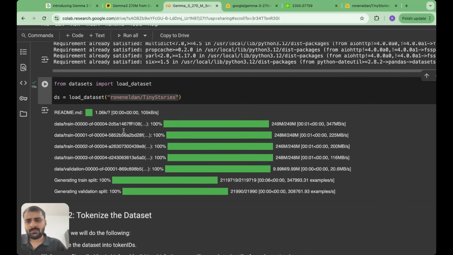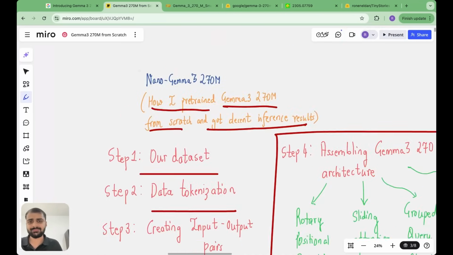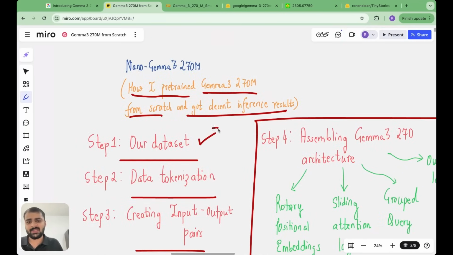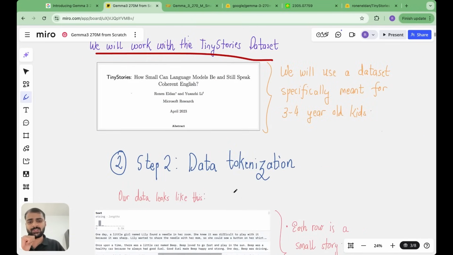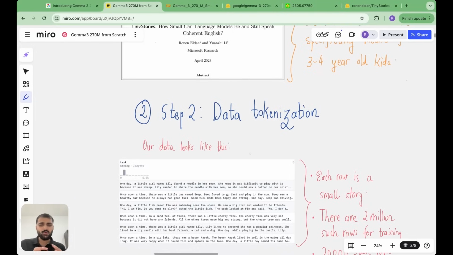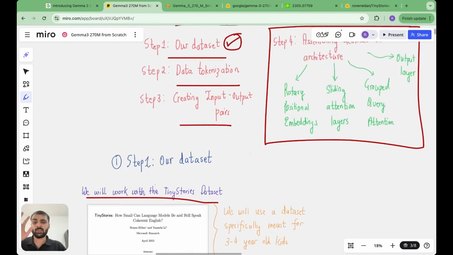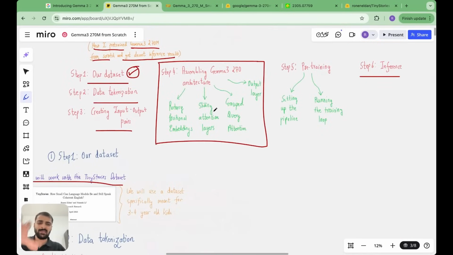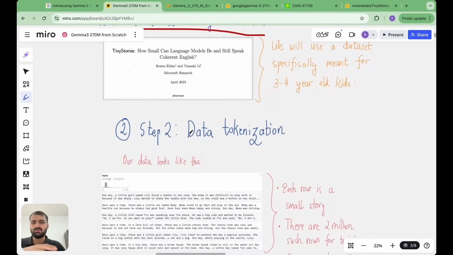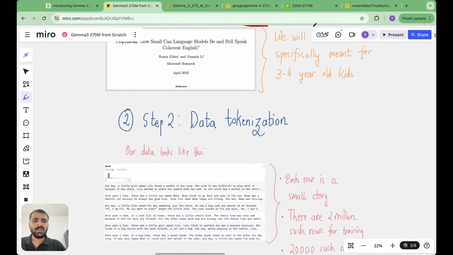So now the data set is loaded. Step number one is finished for us, where we have constructed the data set. Let's go to the next step now, which is dataset tokenization. I like to call tokenization the neglected evil of large language models. The reason is that almost everyone focuses on the cool aspects of language models, right? Assembling the architecture, pre training, inference. But no one really pays attention to tokenization, which is uncool, but it's extremely important.